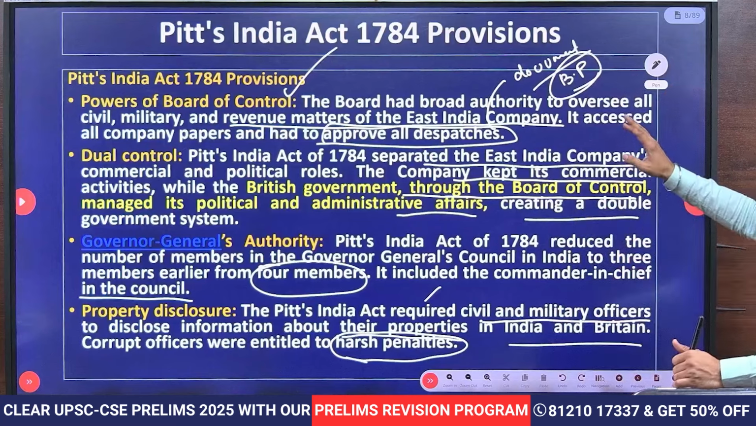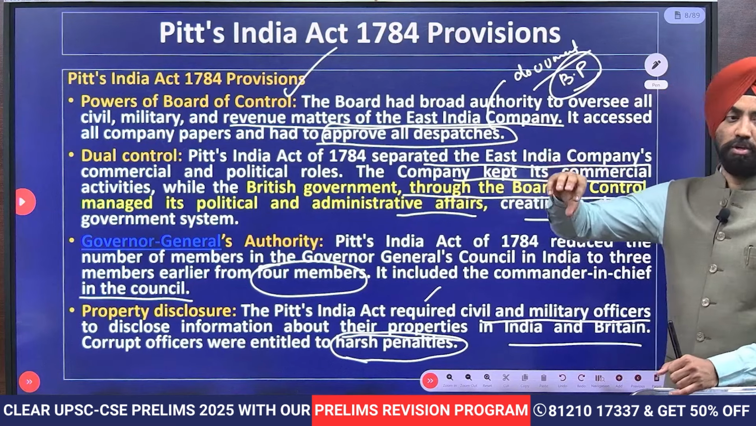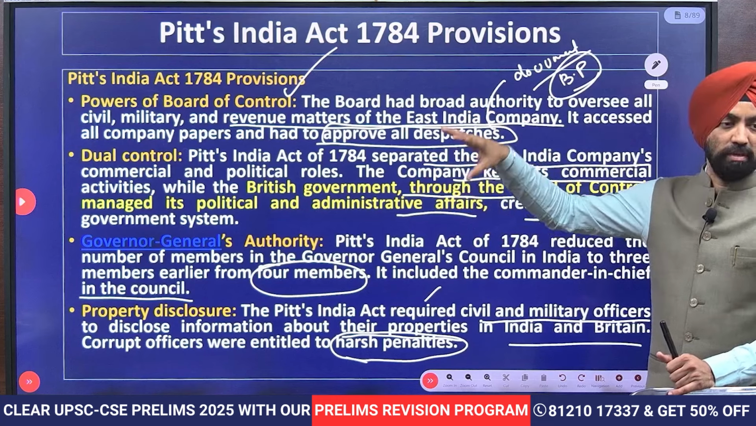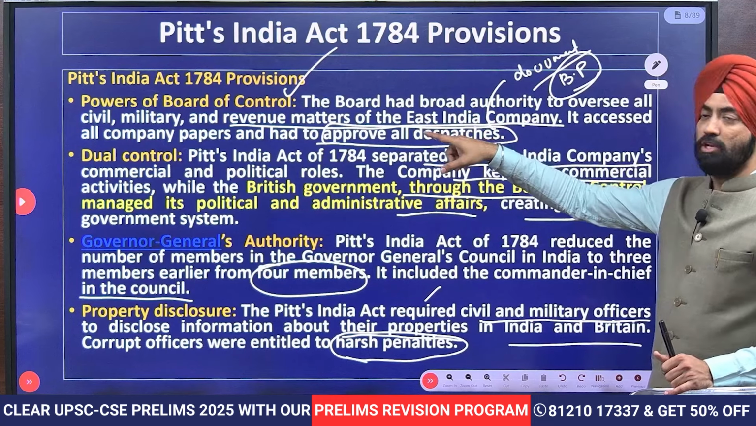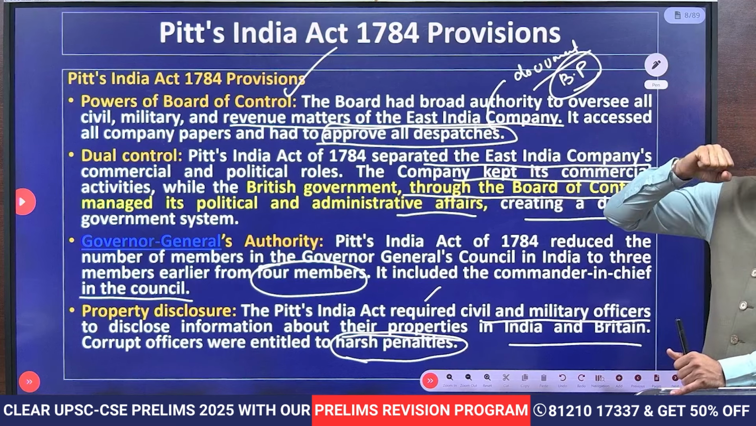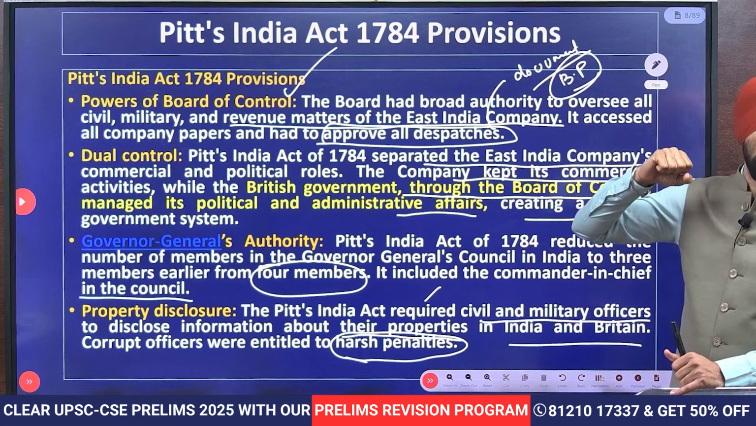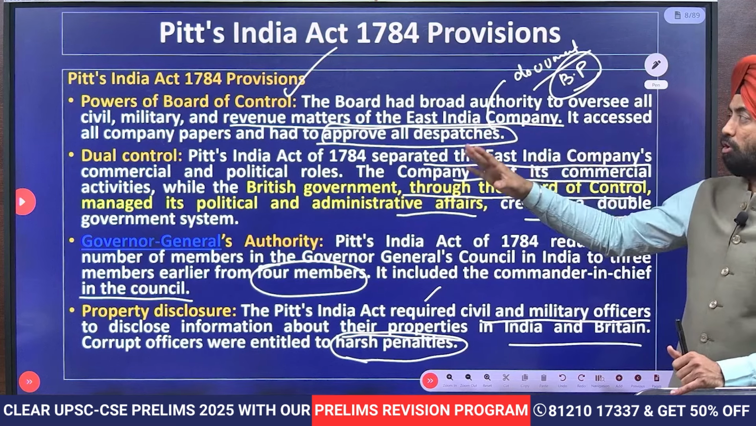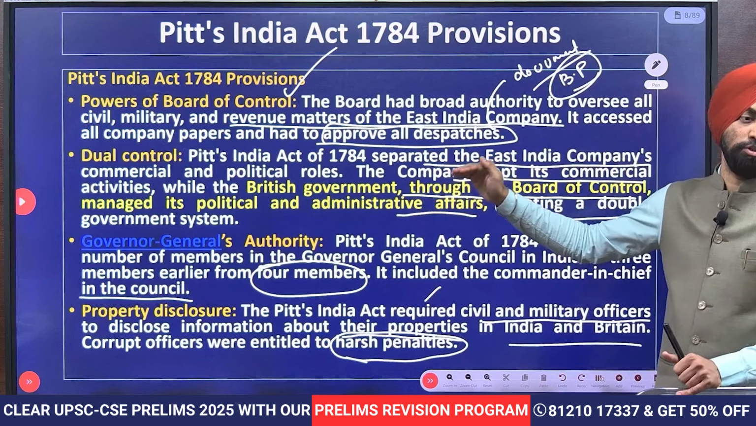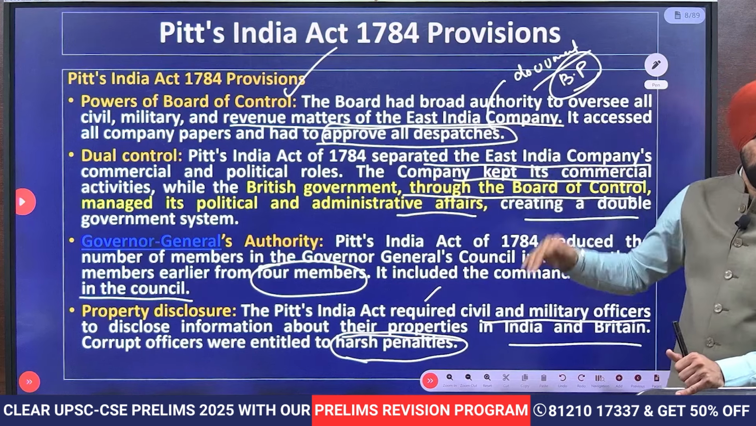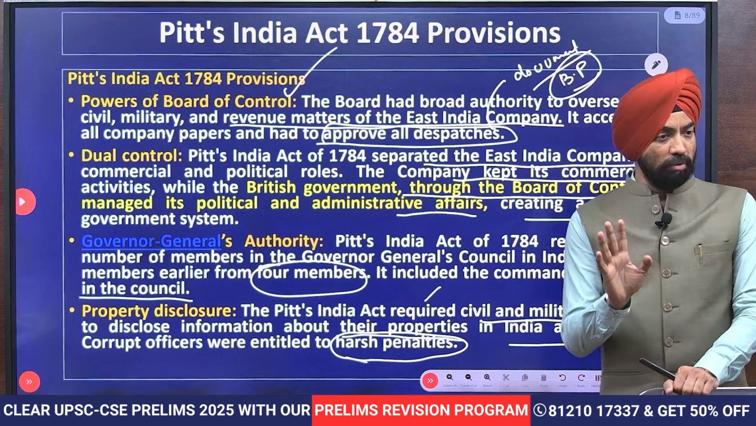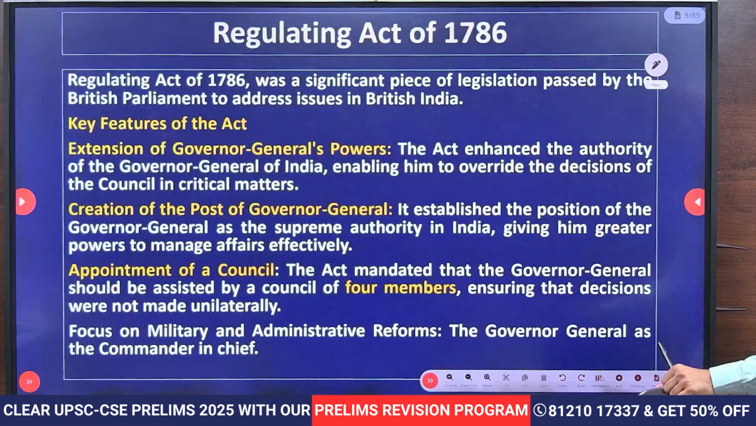But be rest assured, the Board of Control's creation happens, and the Board of Control controls all the civil, military and revenue matters, and the political role was taken away from the company affairs, and the British controlled the political affairs almost directly after 1784. And the Executive Council was reduced from 4 members to 3, which included the Commander-in-Chief also. This is the broad provision of the Pitt's India Act of 1784.